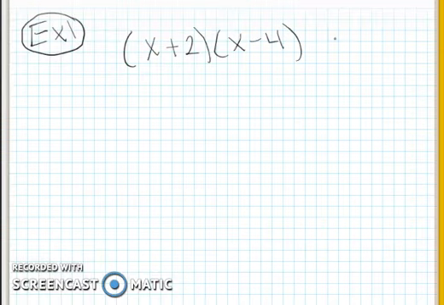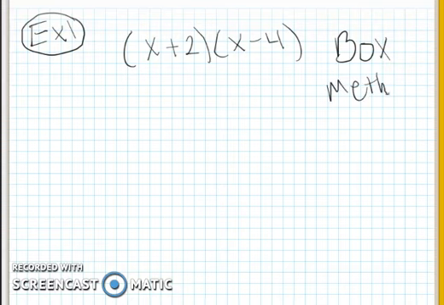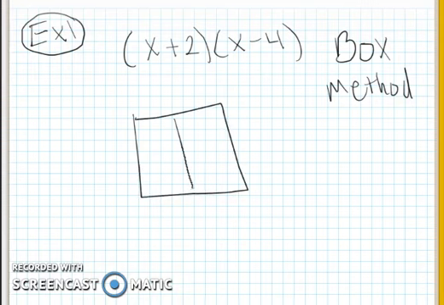Another method we call the box method. The box method is just for organization. You set up a box, like four square. You put one binomial on top and the other binomial on the bottom. Notice I did plus 2 right here and the negative 4 right here. Now, without having to remember FOIL, we just have to multiply into the boxes.